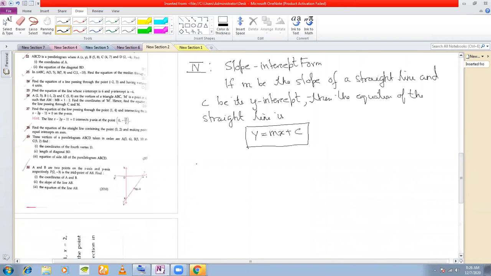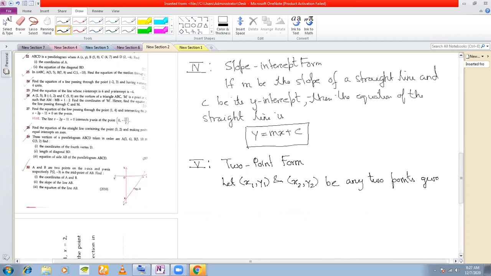And the last form, also an important form, is the 2-point form. Now, if you know 2 points on a straight line, you can write the equation of the straight line using the 2-point form. So I say let x1 y1 and x2 y2 be any 2 points given on a straight line.